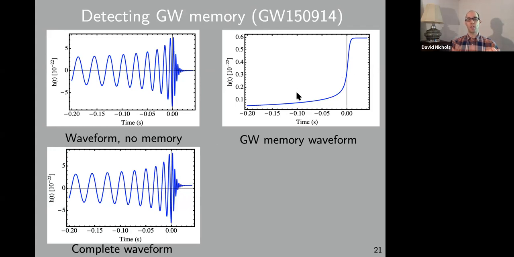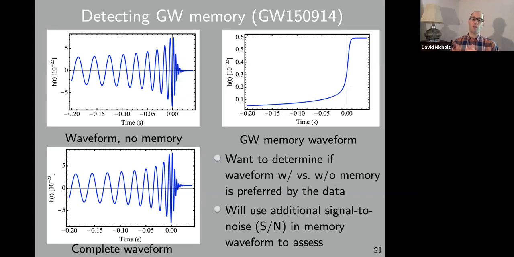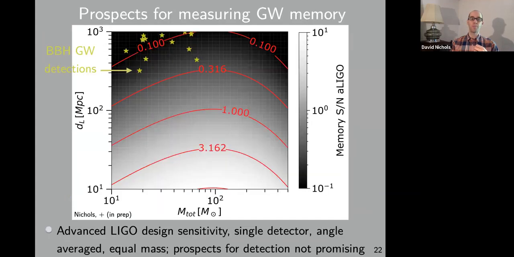And one can ask the question, is the signal, this additional part of the signal here, strong enough that LIGO could actually measure it? And the way to do this is with this signal to noise statistic that I introduced earlier in the talk. So this signal to noise statistic is what's plotted here. The red lines are contours of constant signal to noise for different total masses of the binary at different distances. And to give you a sense of where the detections have taken place so far, these yellow stars here show the 10 or so nearest events that have been detected by LIGO and Virgo.